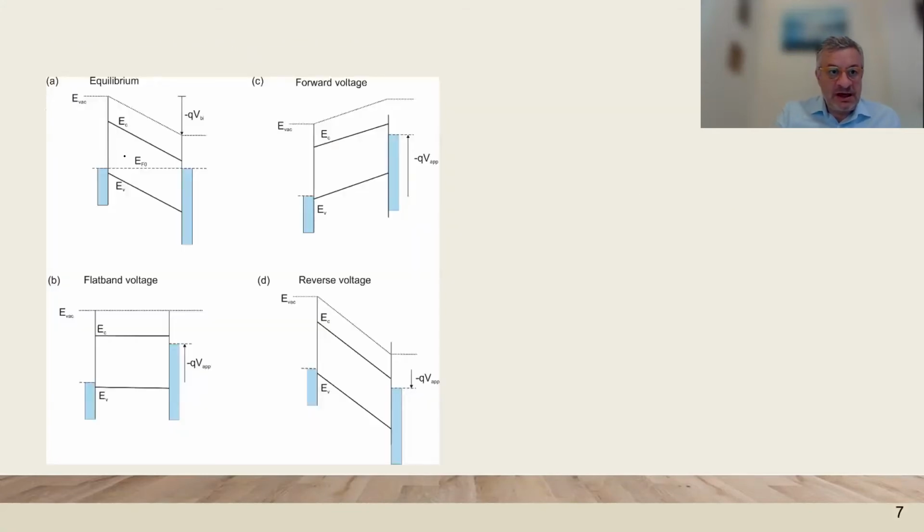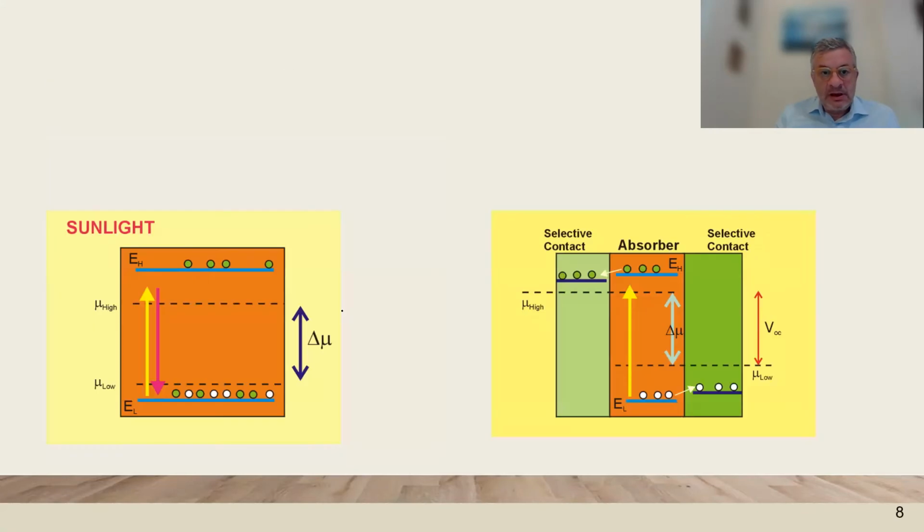We can see here the initial situation, and then we arrive at flat band, which is the VOC, exactly equal to the initial built-in field. And we can apply a further forward voltage or a reverse voltage. And in any case, we modify the electrical field inside. Of course, this primitive model doesn't take into account the distribution of Fermi levels.